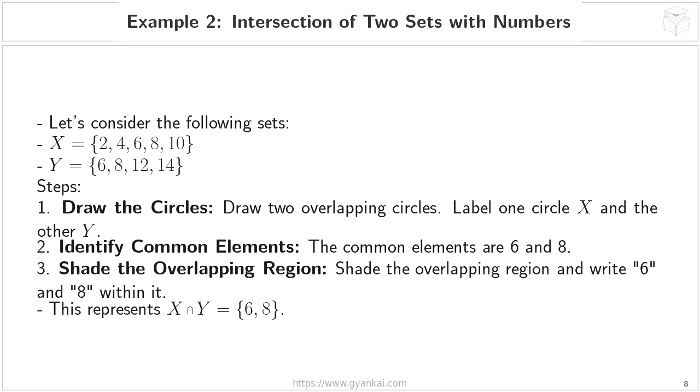So visually, this diagram shows that the intersection of set X and set Y, which we write as X intersection Y, is equal to the set containing 6 and 8. We would write that mathematically as {6, 8}, using curly braces. Remember, the intersection is all about finding what's shared between the sets. And this Venn diagram gives us a clear picture of that shared space. In the next slide, we'll extend this concept to 3 sets, so make sure you've got a good grasp of this before we move on.